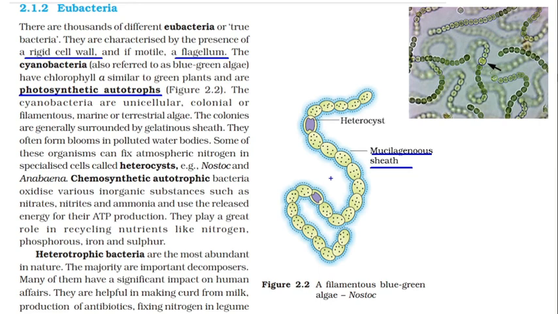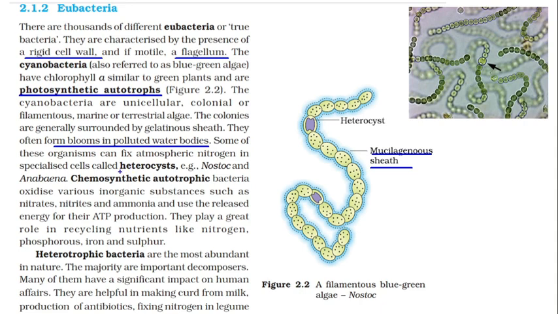So this mucilaginous sheath protects the cells, and this bacteria, that means cyanobacteria, has also one little problem or drawback. So sometimes when they proliferate in number, they may even create pollution of water bodies. So they grow in large amount and they create pollution which is also known as algal bloom.